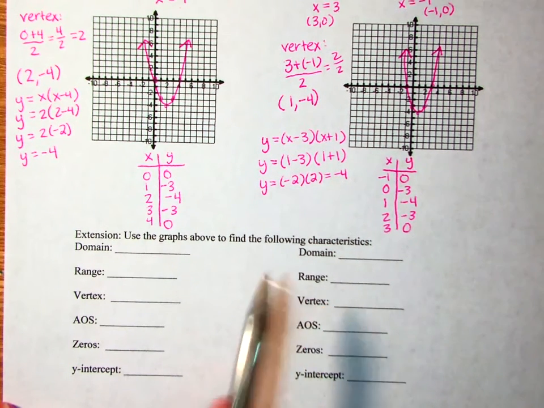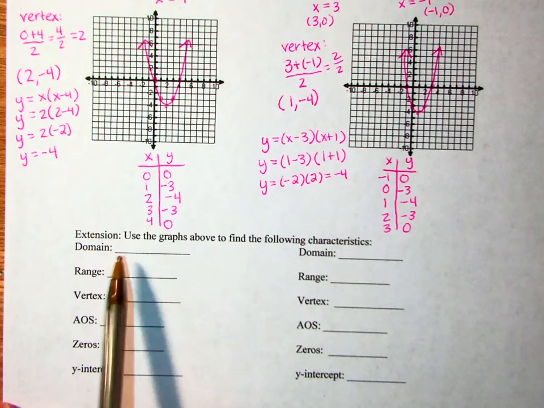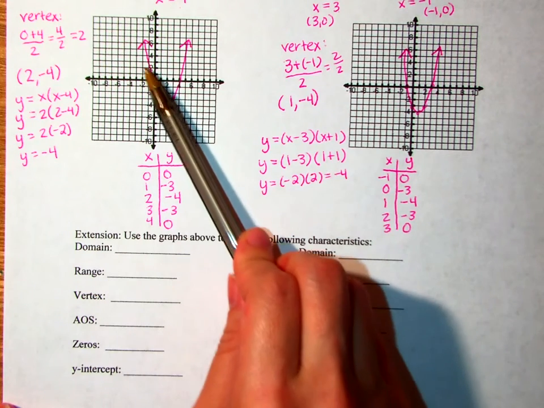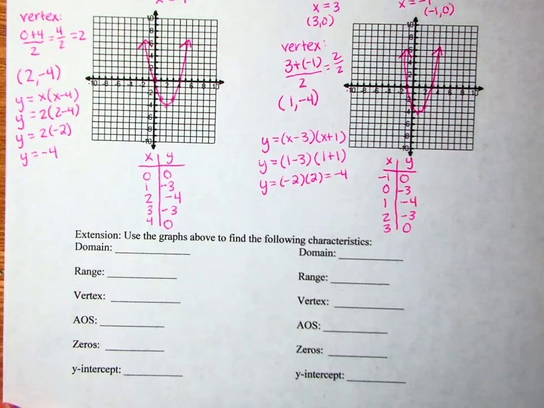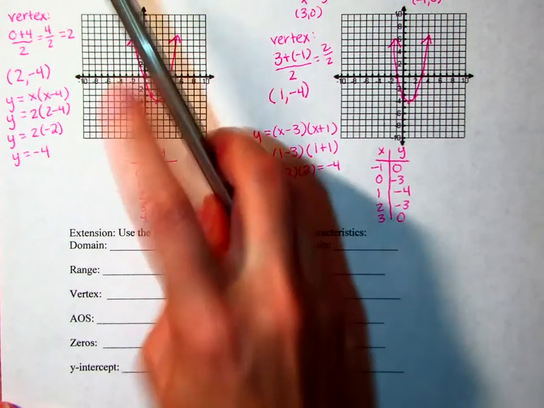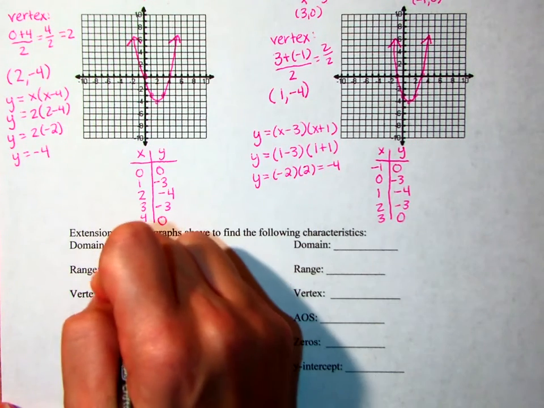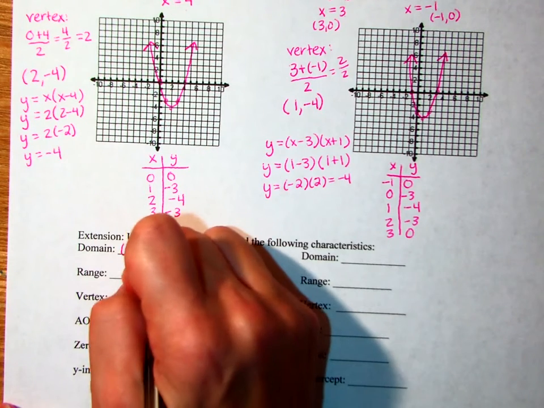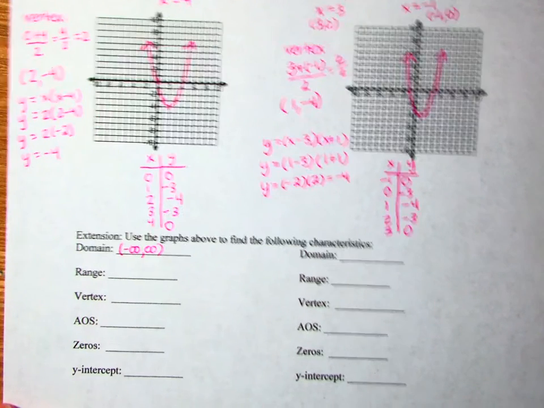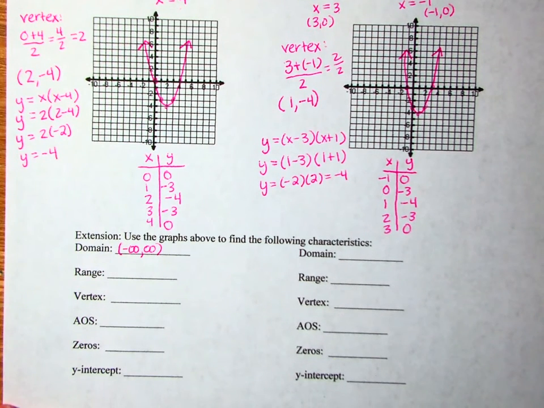When we look for the domain, remember that's the set of x's that the graph can be. Since this is a parabola forever traveling to the left and forever traveling to the right, x can be any value, because all the way to the left is negative infinity, and then the graph goes all the way to the right forever, which is positive infinity. So our domain is negative infinity to positive infinity. That will always be true for a parabola that is facing up or down like we've been learning how to graph.